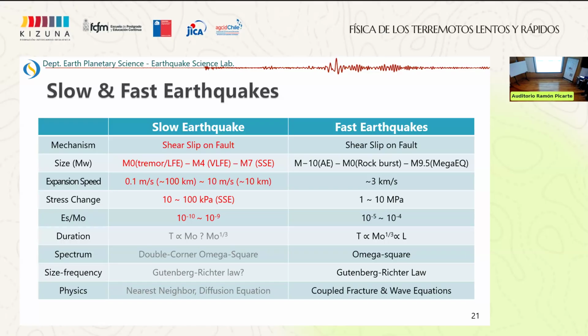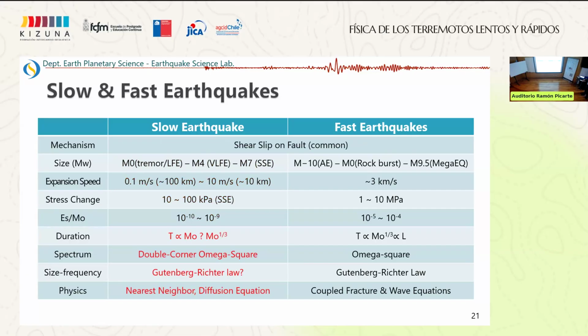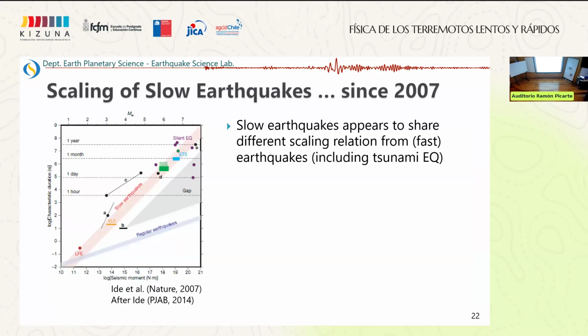So this is what I have explained so far. We will talk about other characteristics between slow and fast earthquakes. Probably we cannot explain everything.